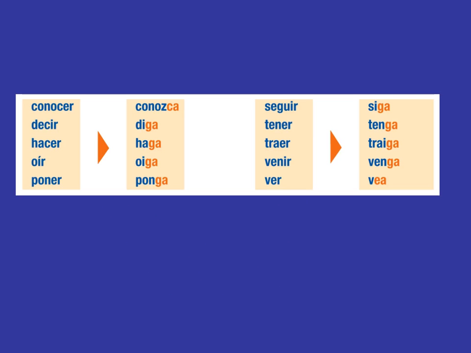Some examples of verbs with irregular yo forms are conozco, digo, hago, oigo, pongo, sigo, tengo, traigo, vengo, veo. That gives some examples of forms that would have irregularities through all the forms in the subjunctive.